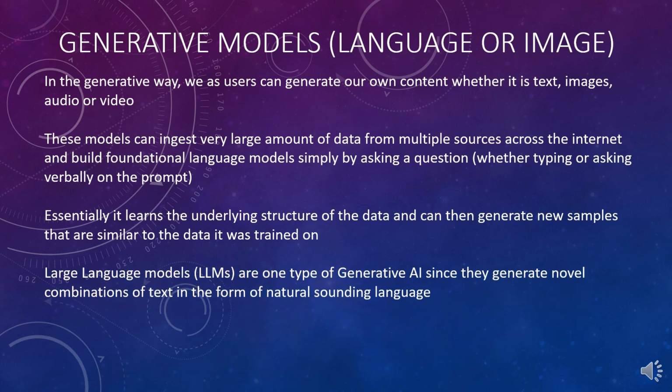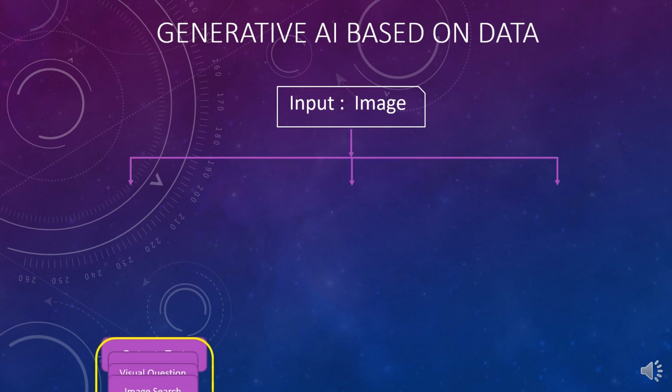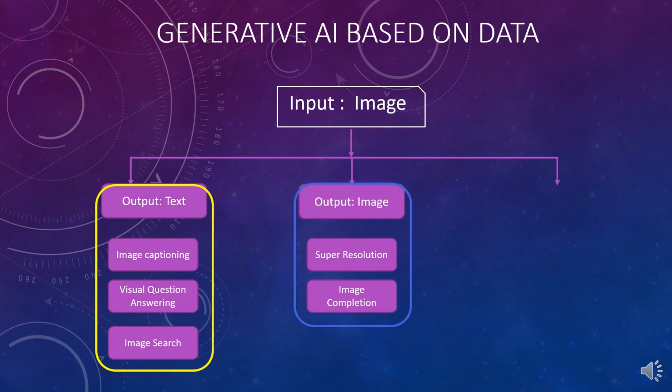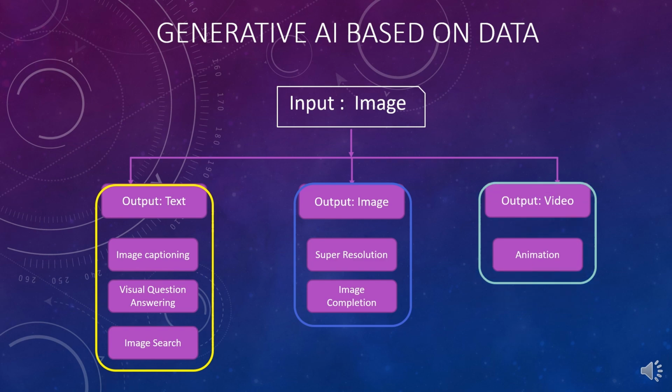And finally, large language models, LLMs, are one type of generative AI since they generate novel combinations of text in the form of natural sounding language. I shall take one example of generative AI based on data and the input type is image. If the input type is image, the output can be text in the form of visual question answering or image search. It can be another image as image completion, or it can be a video in the form of an animation.